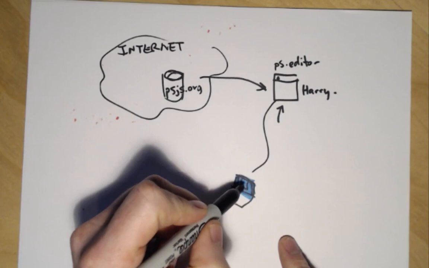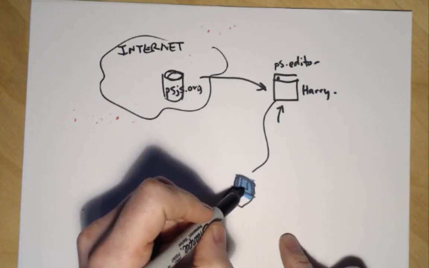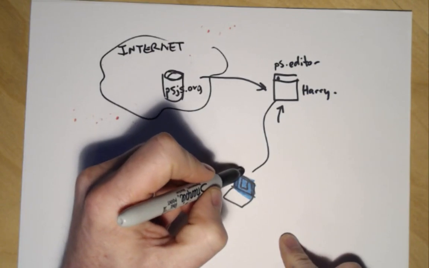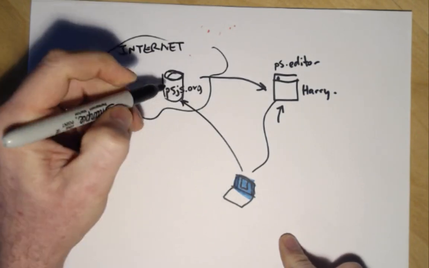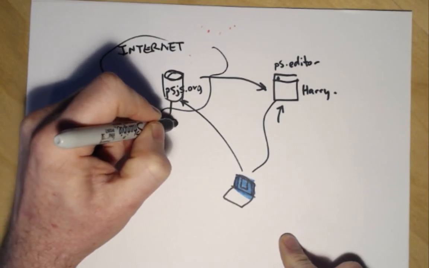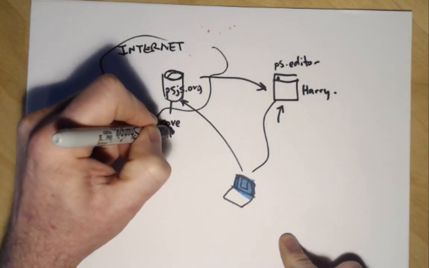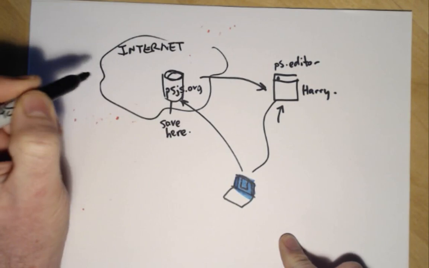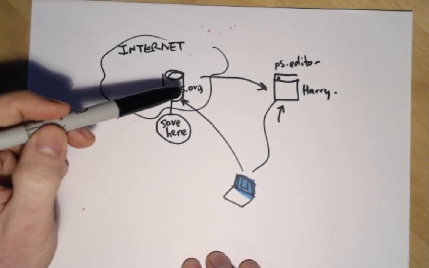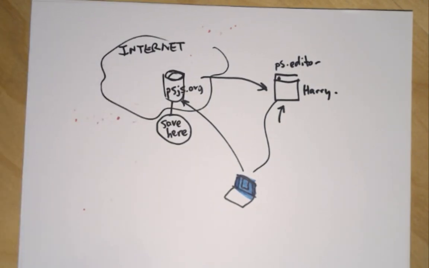Now, if we want to save some data back to the server, we need to send that data back and have it saved here on p5js.org or on some other server that we can connect to. And we need to have permission to do that, and we don't in this case. We can upload stuff through the editor, but when we're running a sketch, we can't save it back to p5js.org.